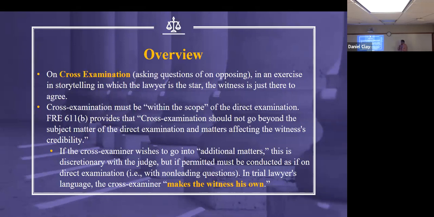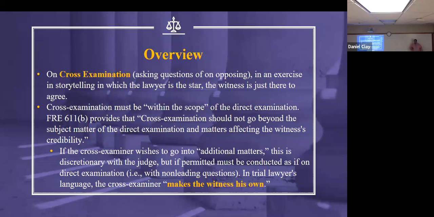That being said, cross-examination has to be, it's called within the scope of direct examination. So if we look at Federal Rule of Evidence 611(b), cross-examination should not go beyond the subject matter of the direct examination and matters affecting the witness's credibility. That being said, in criminal trials especially, you have a right to a defense, right? So if the prosecution doesn't go down a certain avenue or doesn't explore certain areas, you may inquire into those additional matters within the discretion of the judge.